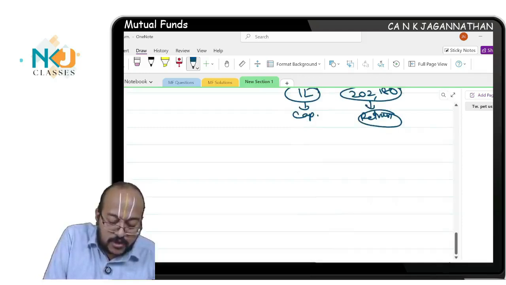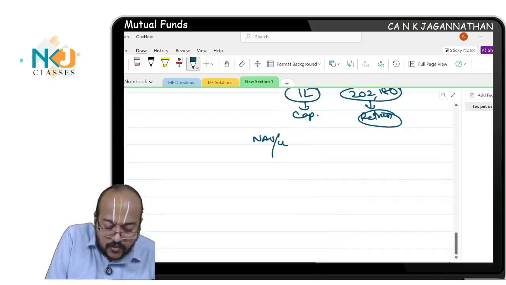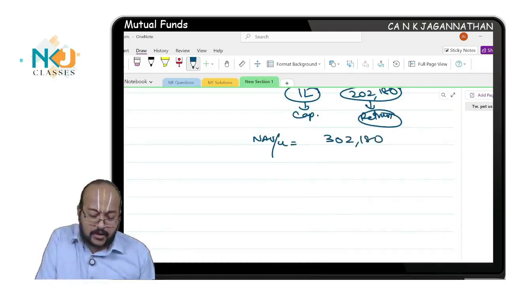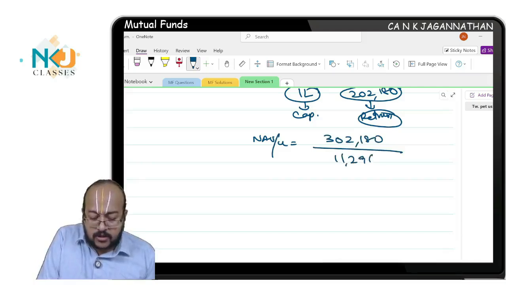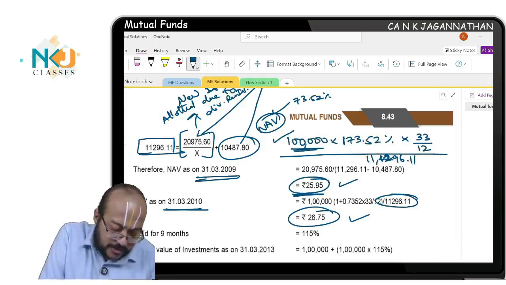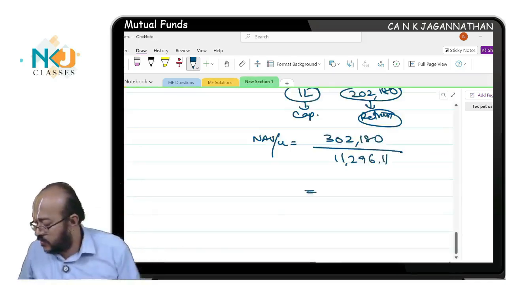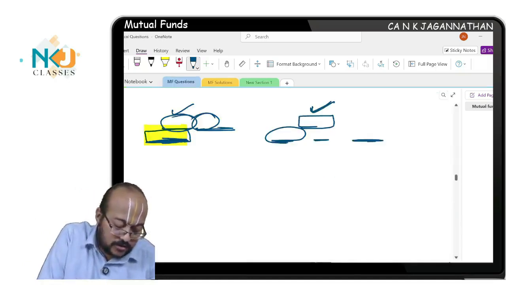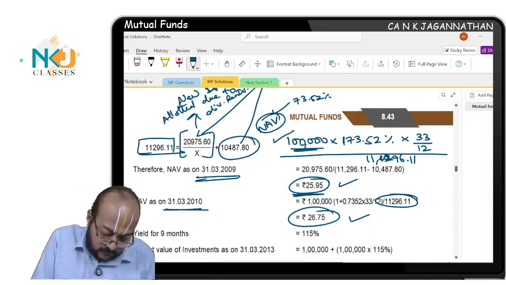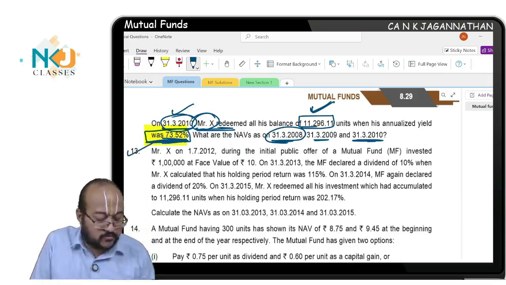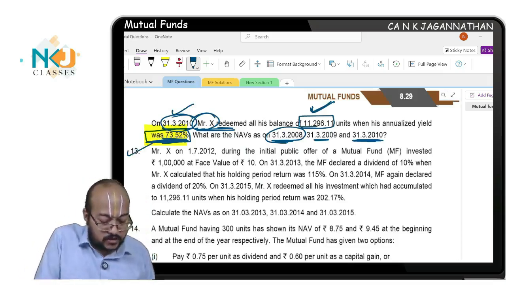Now if you compute NAV per unit, it is nothing but total net asset value 3,02,180 divided by 11,296.11. How much is that? 26.75. Are you all understanding the solution? Very, very important question. 26.75. Yes. Now take question number 13.